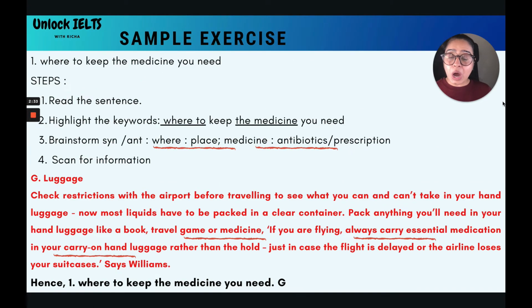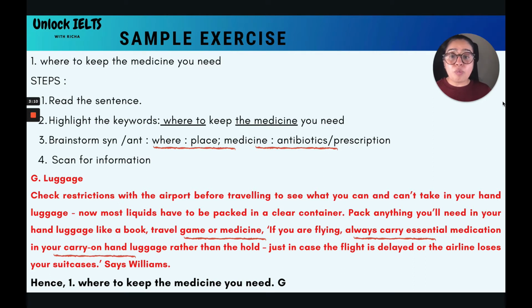Now is the time to implement all those strategies which we have learned in this video. We are going to match all the information given in the question one by one. So let's start with the first one. It says, where to keep the medicine you need. The steps involved are, you need to read the statement first. Then you need to highlight the keywords, which I have done for you as you can see on the screen: where to, the medicine. And now you need to brainstorm all the immediate synonyms, similar words and phrases.